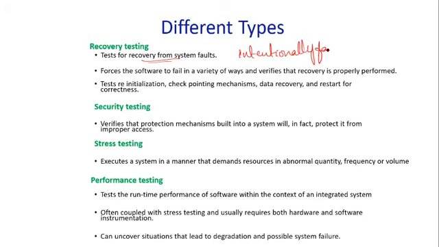So you're going to intentionally make faults within the system and check how the system recovers from a system failure. You're going to force the software to make errors. You're going to intentionally give some wrong input and check. The next is security testing. Within security testing, you're going to verify all the protection mechanisms that you put in place. Whether the system is safe or not, you're going to check. All the different security patches that you've used, you're going to check whether they are up and working.